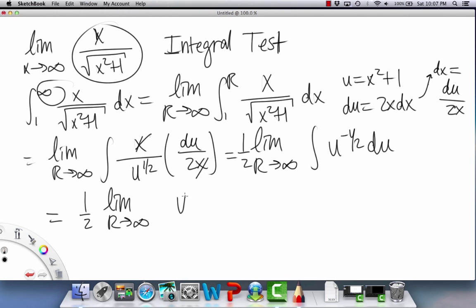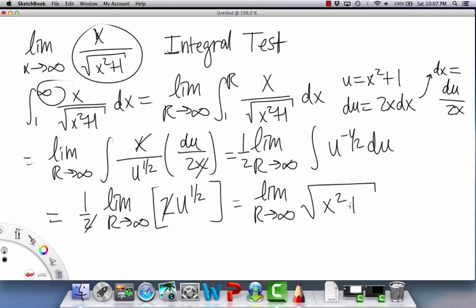Okay, so this is going to be a u to the positive 1/2, and then we'll have a 2 in front to compensate for that. And the 2 here cancels with the 1/2 in front, so that's good. And now at this point I'm going to replace it with the x's. So we have a square root, basically, of x squared plus 1. And now that I replaced it with x's, I can replace the bounds as well.